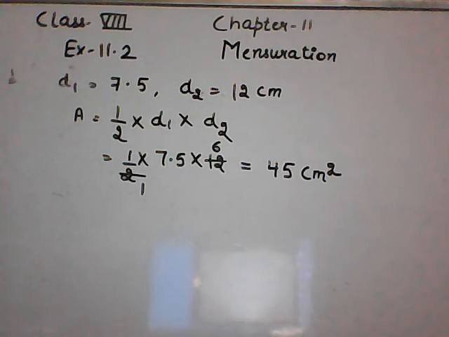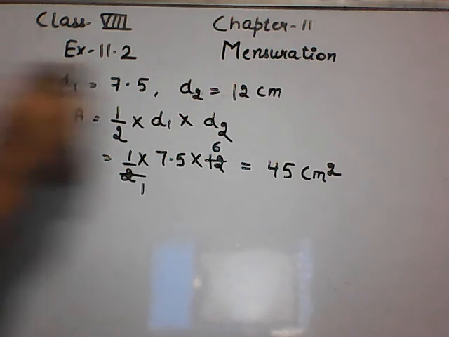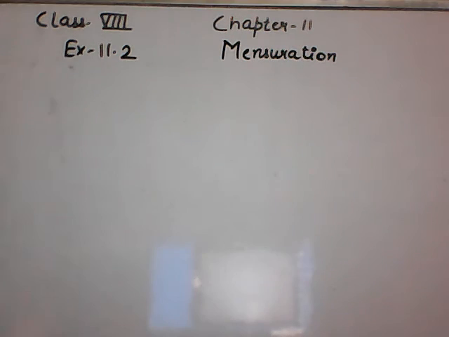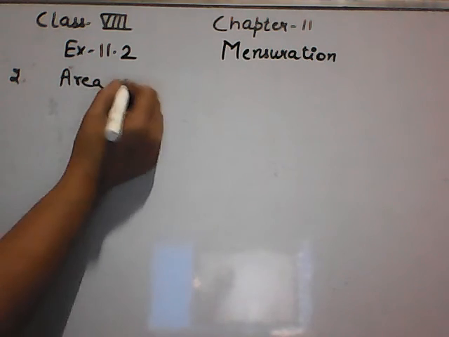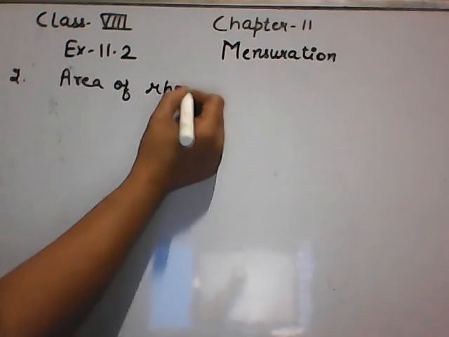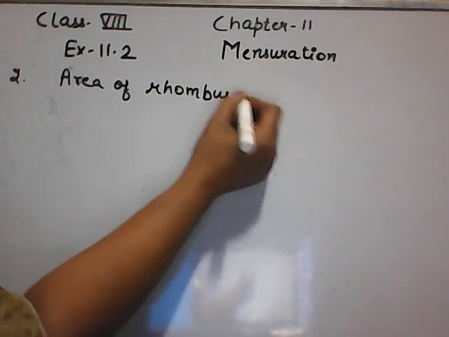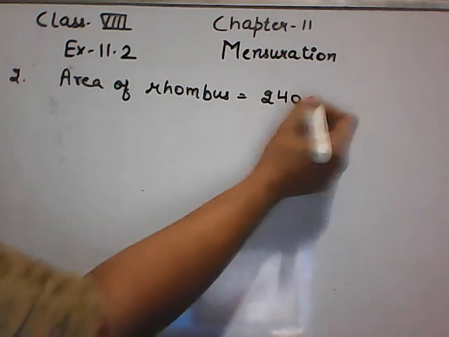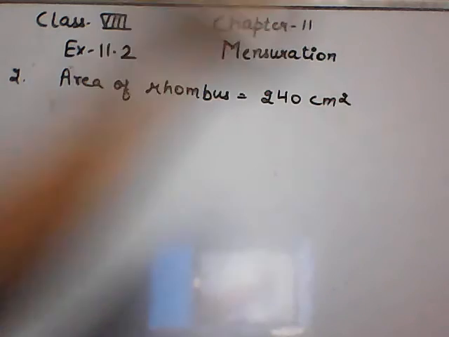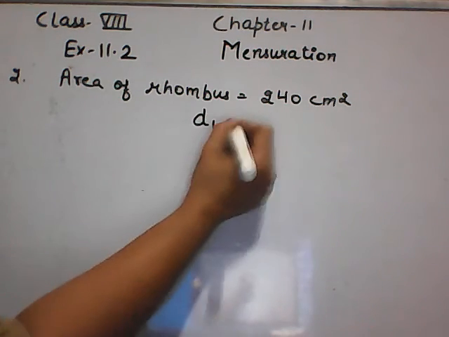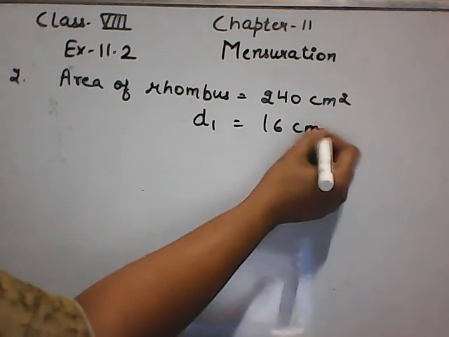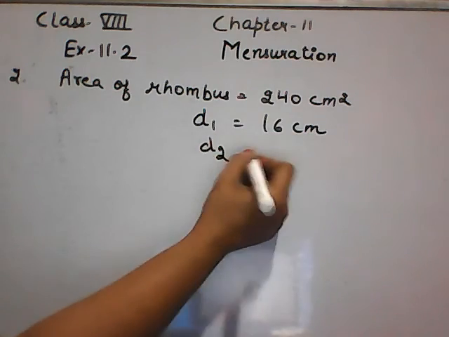In the next question, the area of a rhombus is 240 centimeters square. Now, in question number 2, the area of the rhombus is given as 240 centimeters square, and one of the diagonals is given as 16 centimeters. You have to calculate the other diagonal.